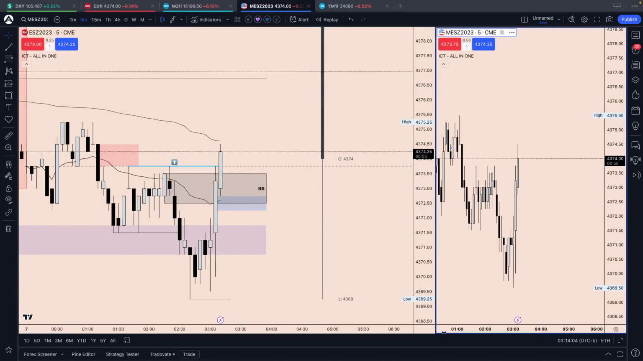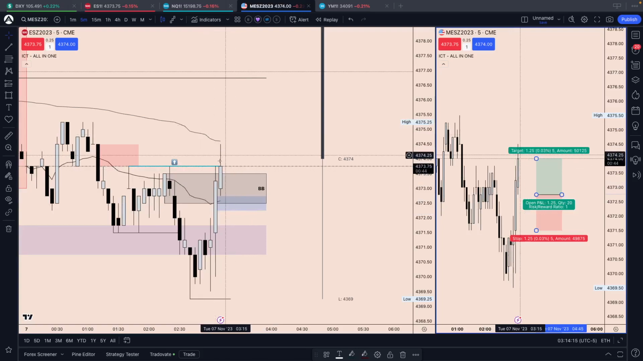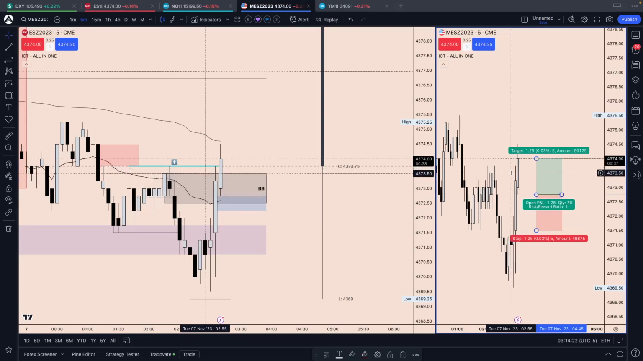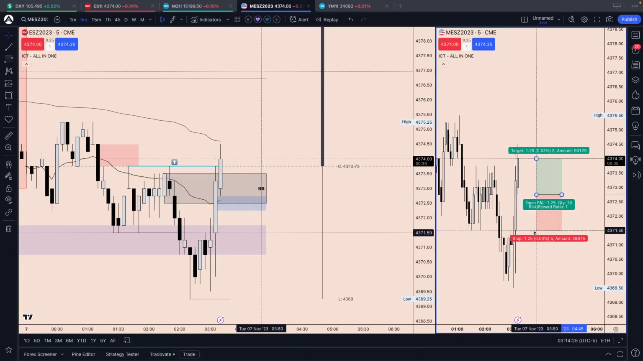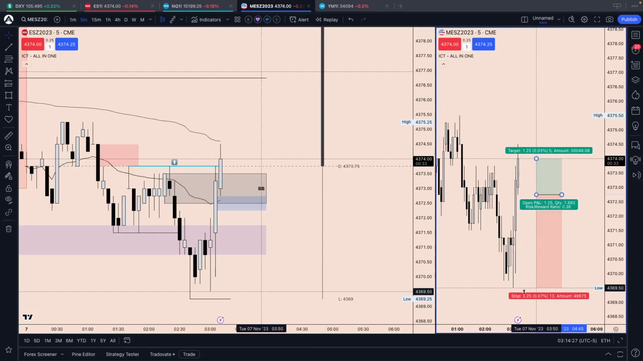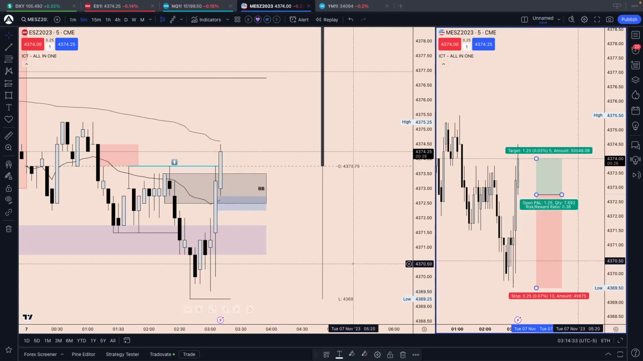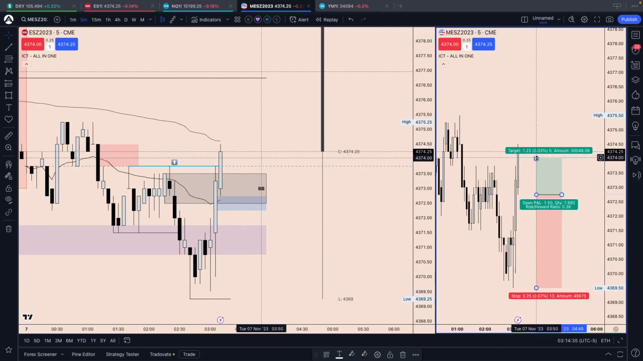So let me calculate the risk here. We can actually see that the micro contract made a lower low right here, but we're going to stick to the mini. So only if the mini is closing above our market structure shift level, we consider it valid, even though the micro... 30 seconds to go. Our stop loss level price is also based on what we... Gonna pinch it to this low right here, 3.25 points.